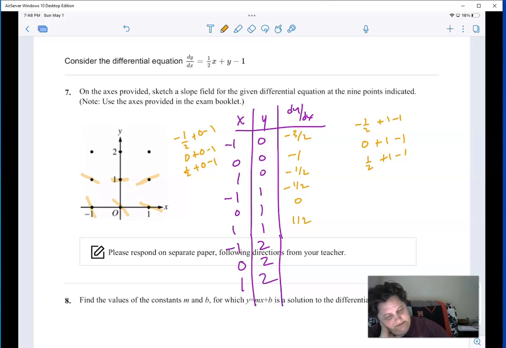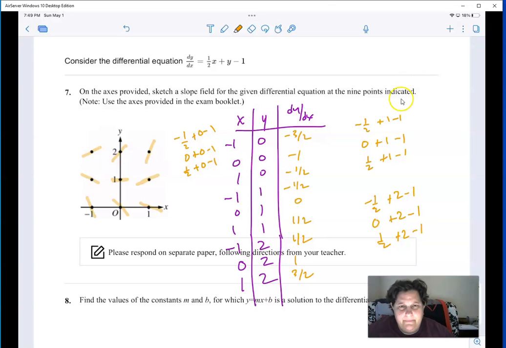That gives me a positive kind of, oh, weird. I don't know about this. And then, okay, negative 1/2 plus 2 minus 1, that's a half. 0 plus 2 minus 1, that's 1. 1/2 plus 2 minus 1, 1.5, that's 3/2. So these are all positive slope. This goes at positive half, positive 1, positive 3/2.